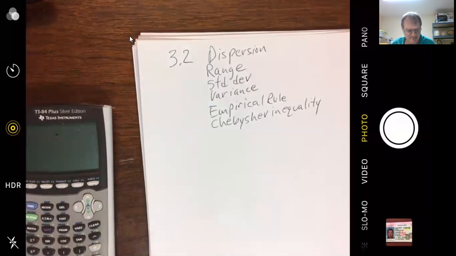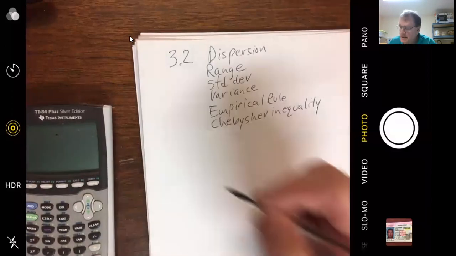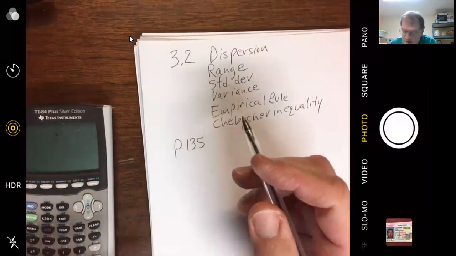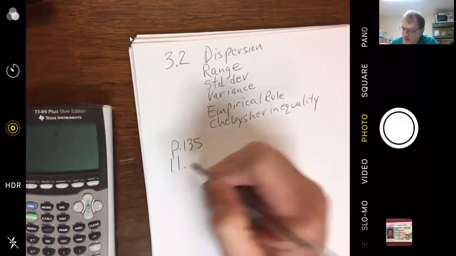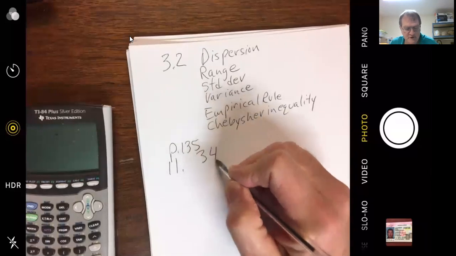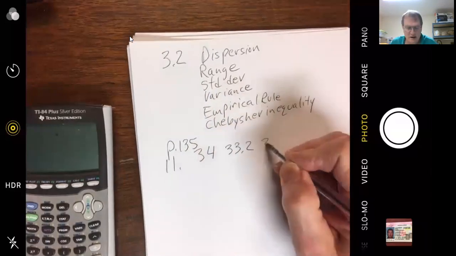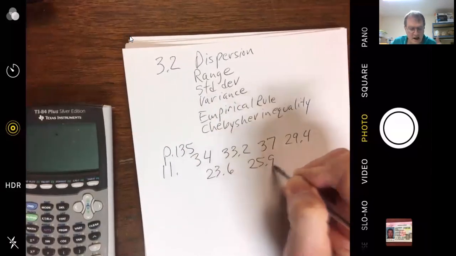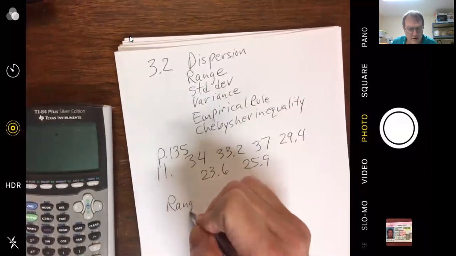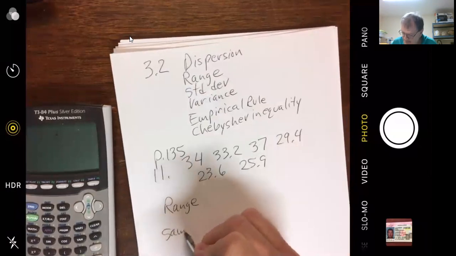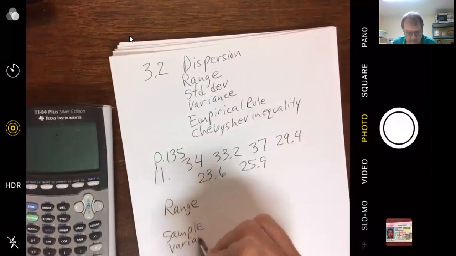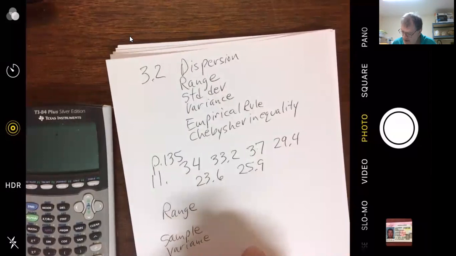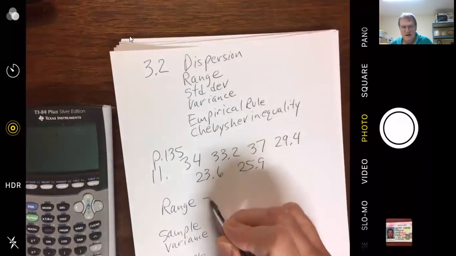All right, let's see. I'll pick page 135. He repeats a lot of the same data. In number 11, he's repeating the same data for the miles per gallon for your Ford Fusion. So you got 34, 33.2, 37, 29.4, 23.6, and 25.9. But now he wants range, sample variance, sample standard deviation.